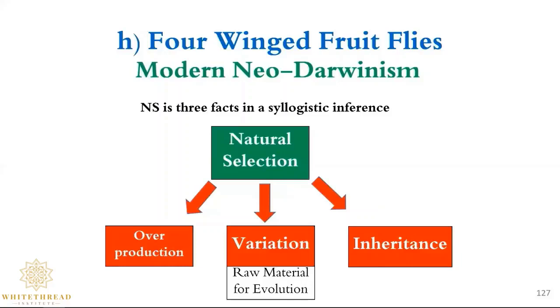So what is the source of variation, which is the raw material of evolution? In the neo-Darwinian sense, variation comes from random mutations, DNA mutations that are thought to be the source of new variations and the raw material of evolution.